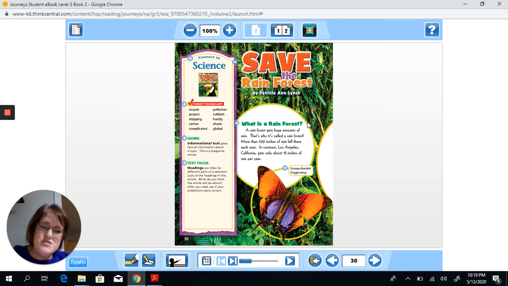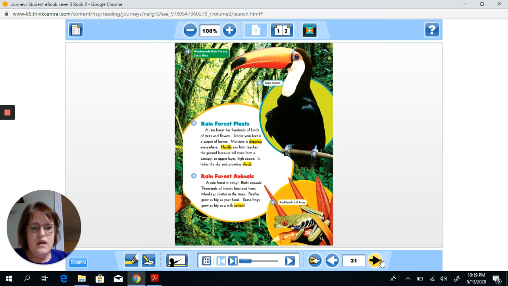This can also sort of be considered descriptive because, especially over here on 31, under rainforest plants and rainforest animals, the author gives us a heading, but then describes and tells more about the rainforest underneath these headings. So that would also be considered descriptive. So there's many other answers there as well.